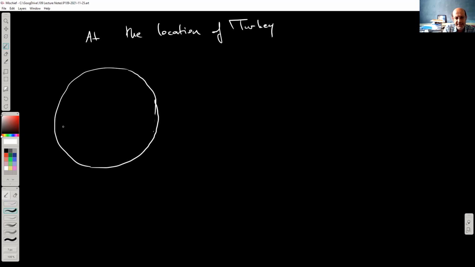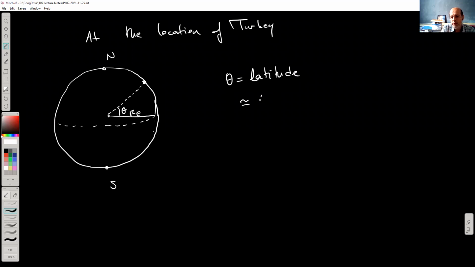I'll try to draw it like this, but in any case, that's the equator. So that's the North Pole and that's the South Pole. Sorry, that's the South Pole. So that's the radius at the equator. In any case, we are in here, and that angle in here is called the latitude. So that's almost equal to 40 degrees for Ankara.